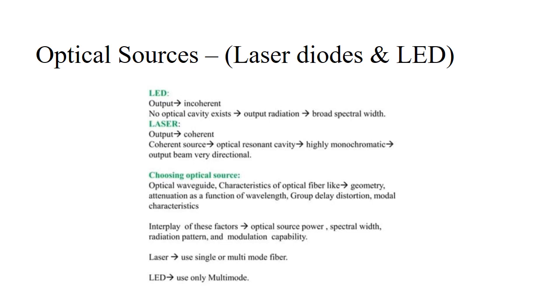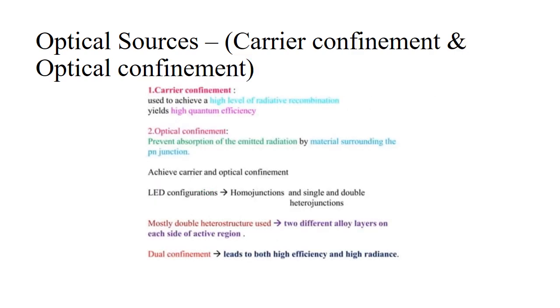Choosing the optical source depends on the characteristics of the optical fiber, such as geometry, attenuation as a function of wavelength, group delay distortion, and modal characteristics. These characteristics we have to take into account while deciding on the optical source. With a laser, we can use single-mode or multimode fiber. If we take an LED as the optical source, we should use only multimode fiber.